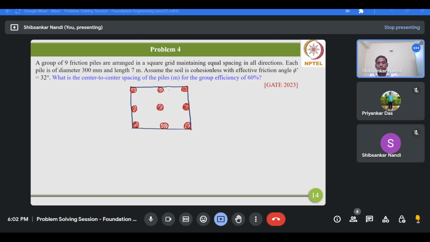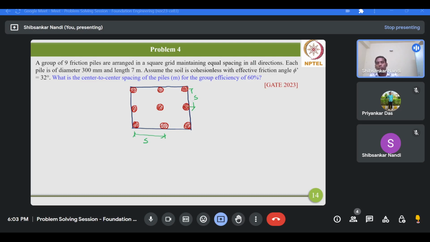As you can see from this figure, this is the plan view of the group of 9 friction piles, and these friction piles are arranged in a manner that maintains equal spacing in all the directions. Suppose this spacing is S and this spacing S are equal. Though the figure doesn't conform to this statement, because this figure is not in scale.